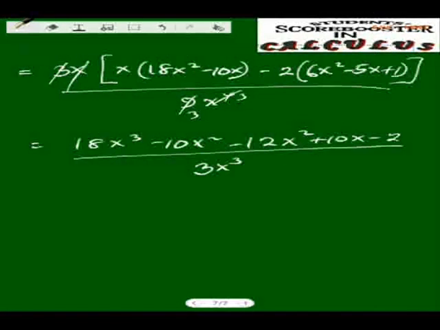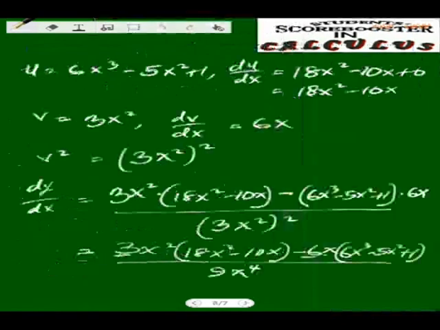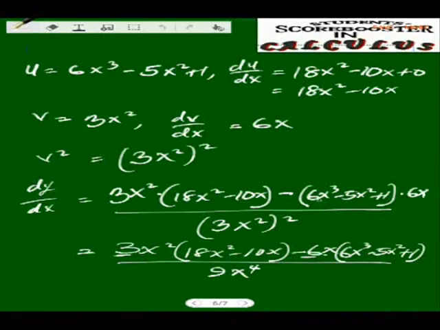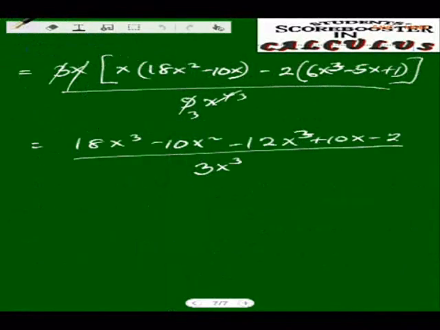I hope everything is in order. Let me quickly cross check. Okay, I think there is a mistake. This is s cubed. Sorry about that. And this is s cubed from the beginning. Let's look at it. You see, this is s cubed. This is s cubed. So it's a mistake from my part.